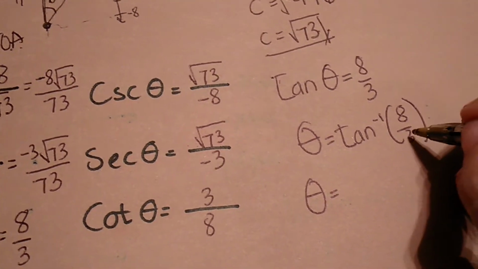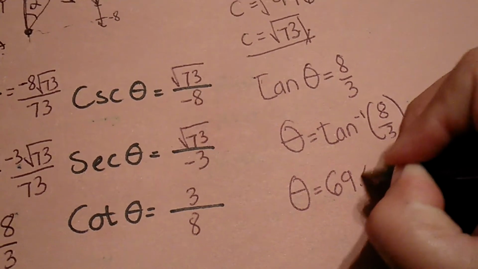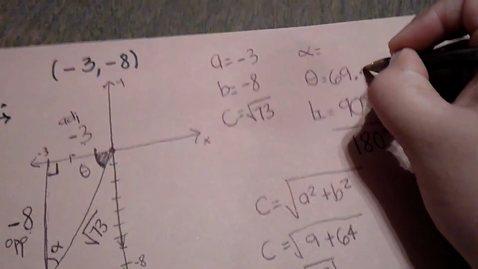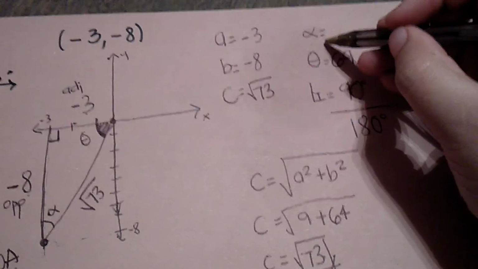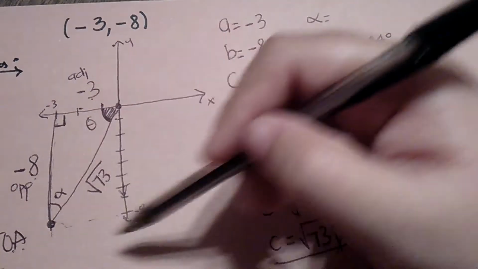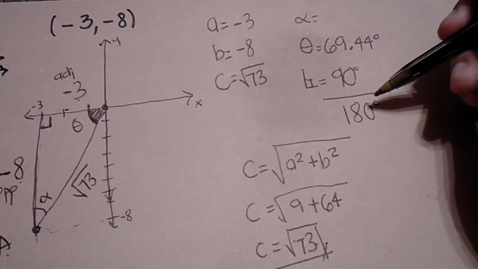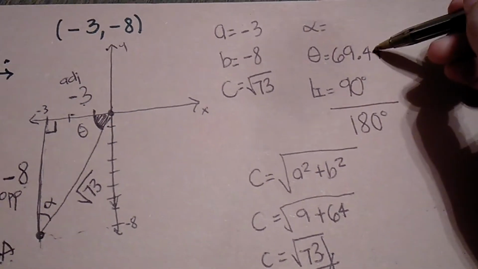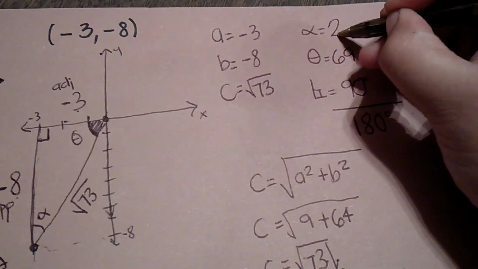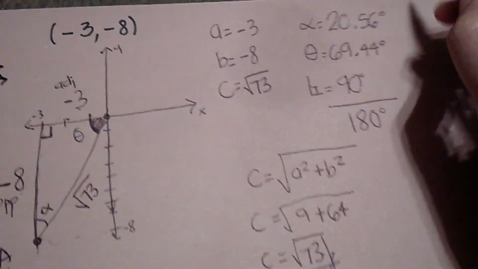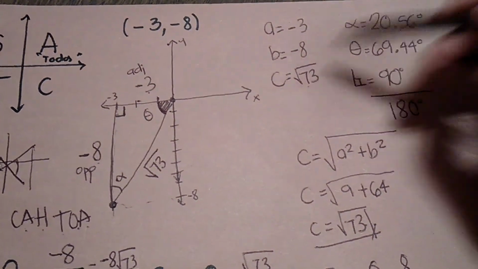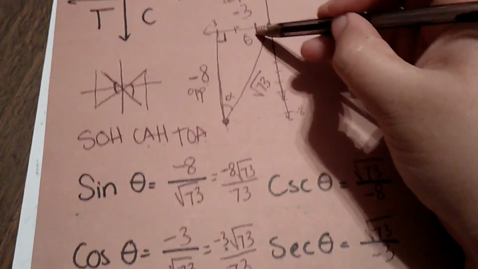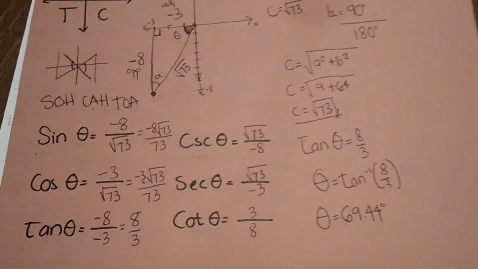And this is 69.44 degrees. Let's write it here. 69.44 degrees. In order to find alpha, you can also search it with trigonometric ratios. But if you want, you just need to subtract 180 minus 90 minus 69.44, and your answer is 20.56 degrees. When you find the three lengths, when you find the three angles, and when you find the 6 trigonometric ratios for the reference angle, you finish.